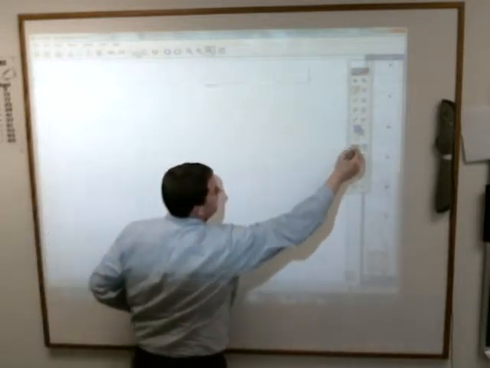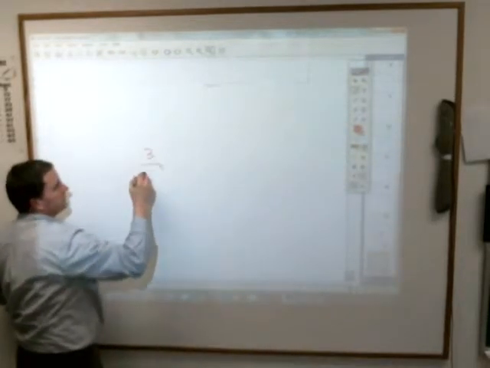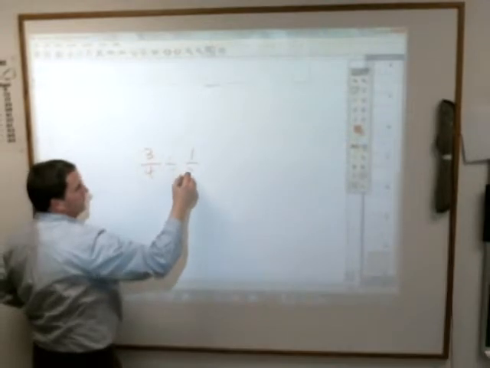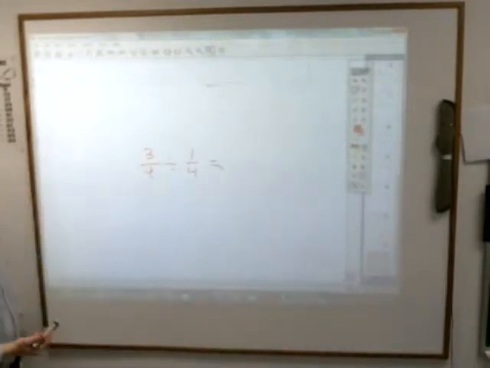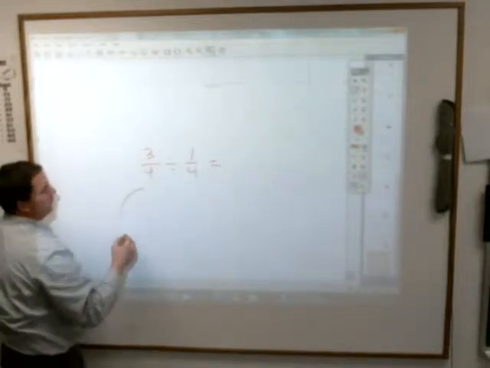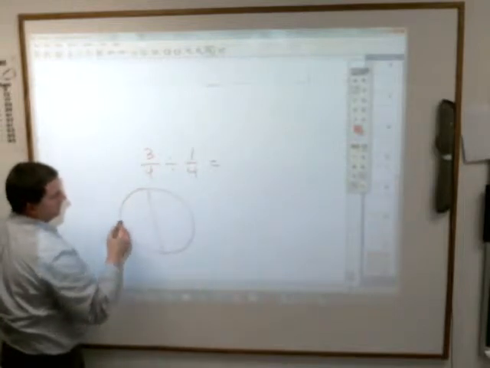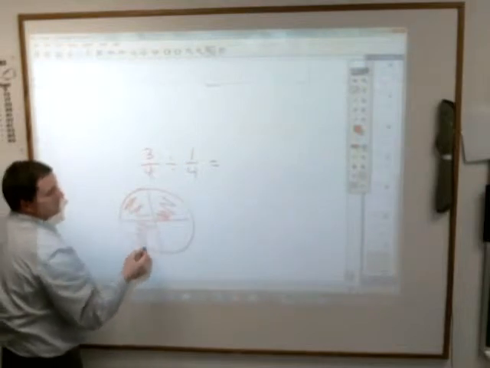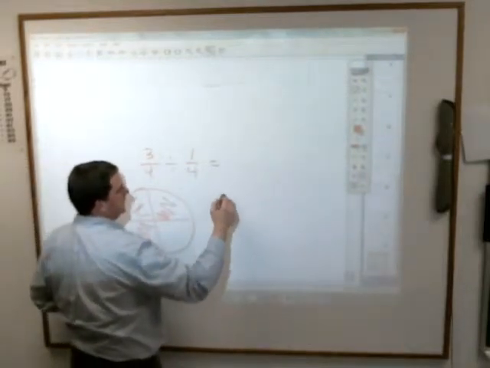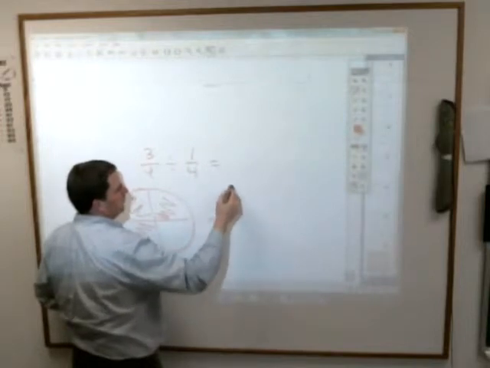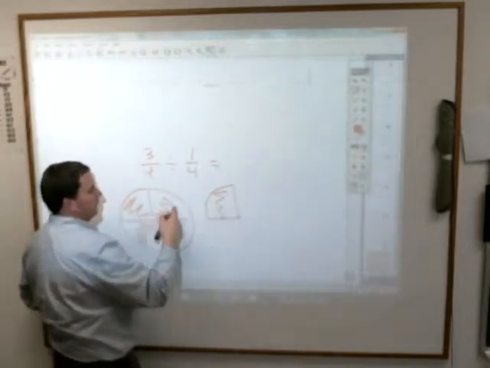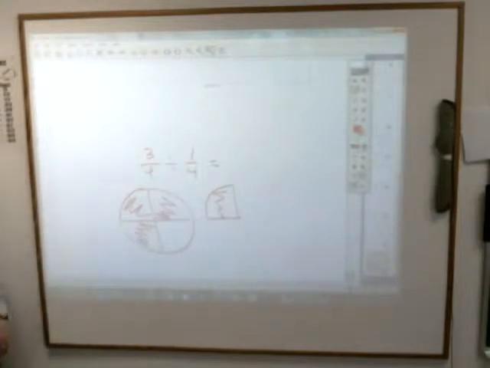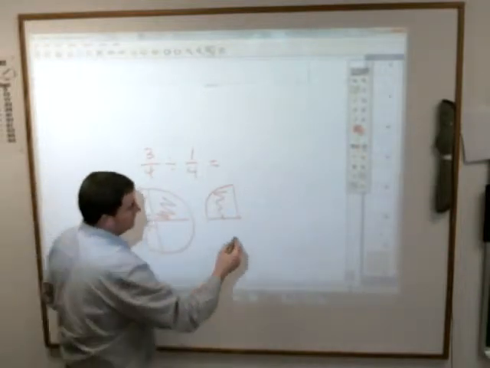For example, if I took 3/4 and divided it by 1/4, how many 1/4 are there in 3/4? If you think about having 3/4 of a circle, which would be this, you have 3/4 of a circle, and you are asking how many 1/4 can you get out of there? Caleb, your answer is? 3.